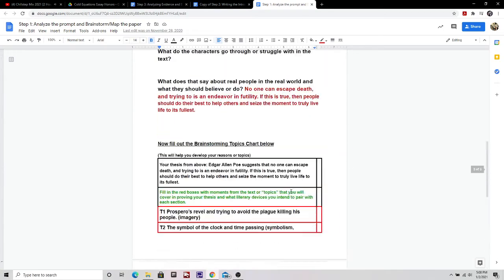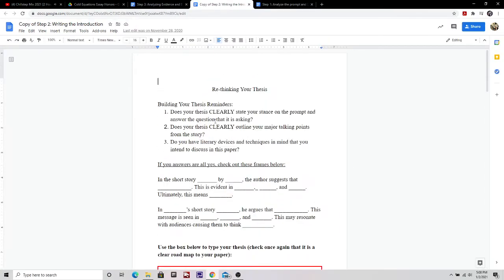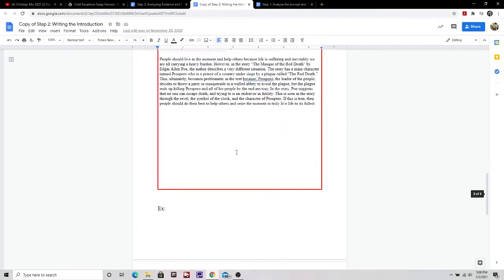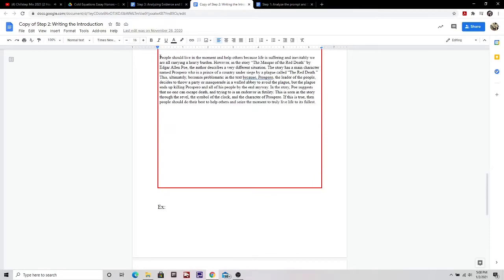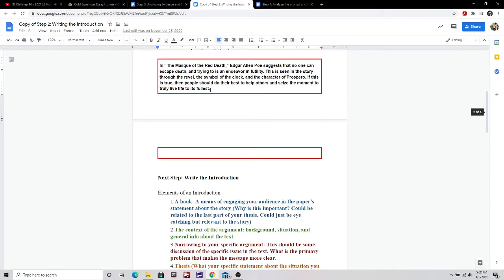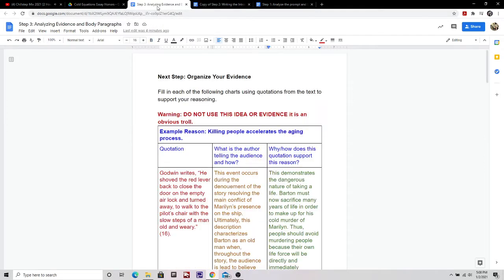I give you this example of an introduction, and then we went through step 2 and we created this introduction right here. Okay, so the first thing that I want to do is pick up my thesis right here, just so I remember what I'm talking about. All right, so let's go back to step 3. This is step 3. So it says organizing your evidence, right?